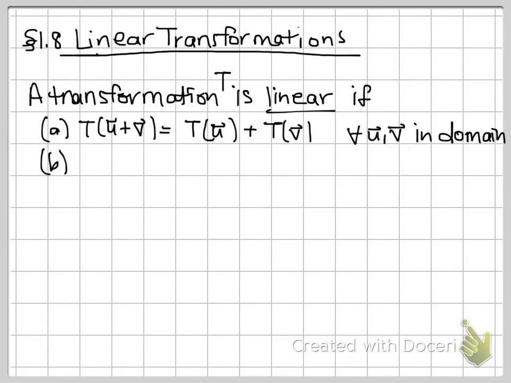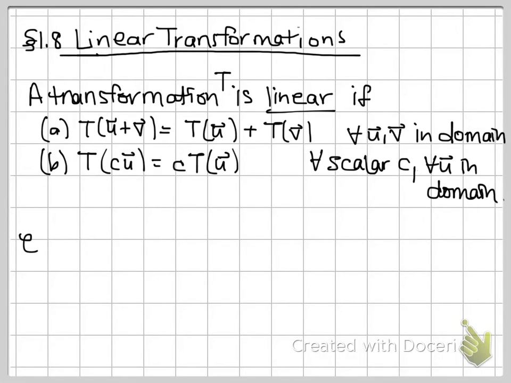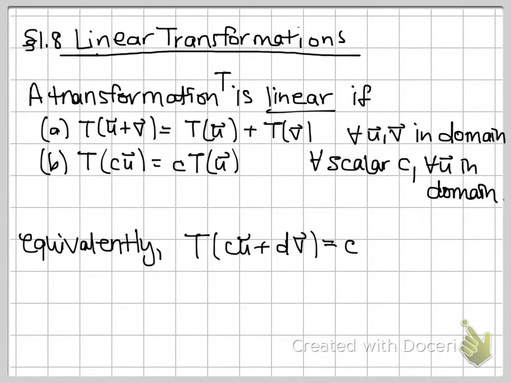If you take u plus v and apply the linear transformation T, that's equal to T of u plus T of v, right? So you're allowed to break it up over the addition. And the second condition is that we can pull scalars out. So T of cu equals c T of u. Equivalently, we can check both conditions at once by looking to see if T of cu plus dv is equal to c T of u plus d T of v.